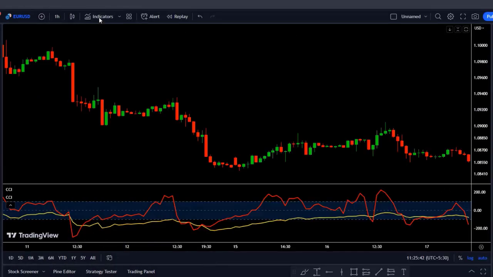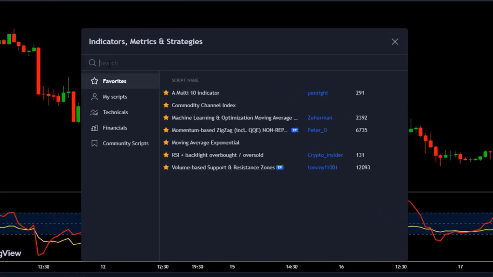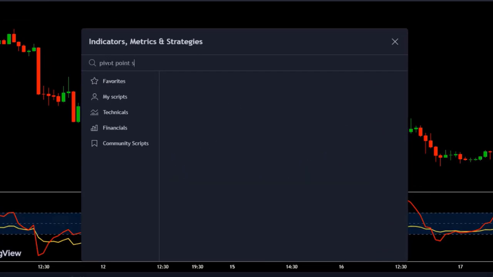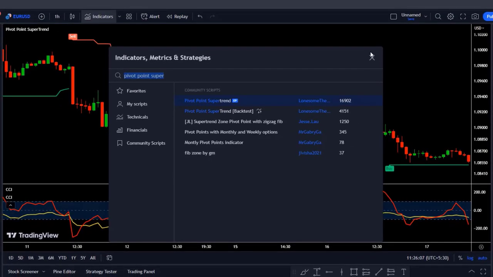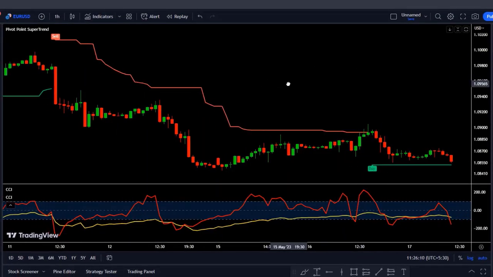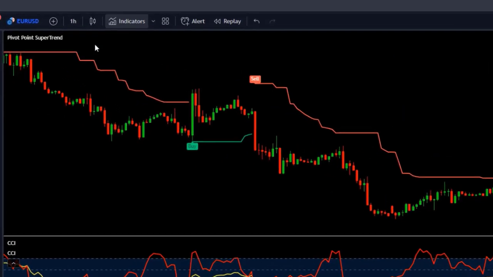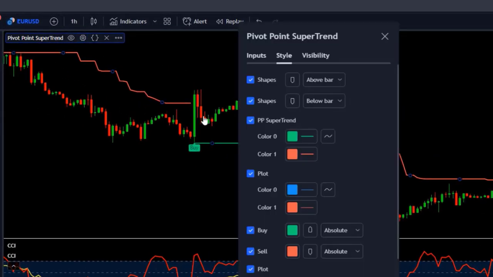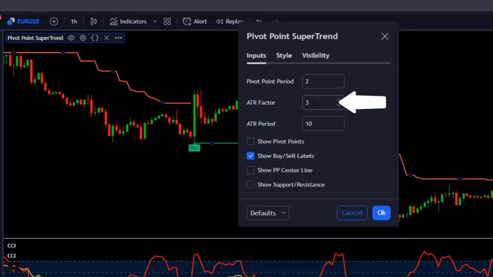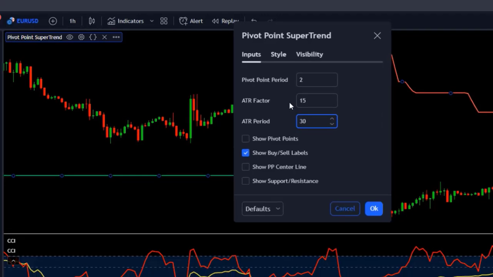For this reason, we are going to add our third indicator to our chart. Go to the Indicators tab. We are going to search for the following indicator, which is the Pivot Point Super Trend by LonesomeTheBlue. However, today I'm going to show you how to set up this indicator for our swing strategy. First, under the settings for the super trend indicator, change the ATR factor from 3 to 15 and also change the ATR period from 10 to 30.